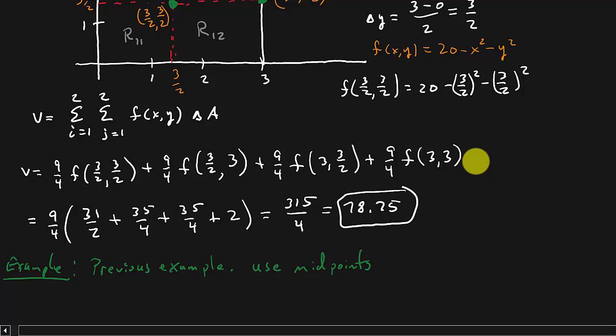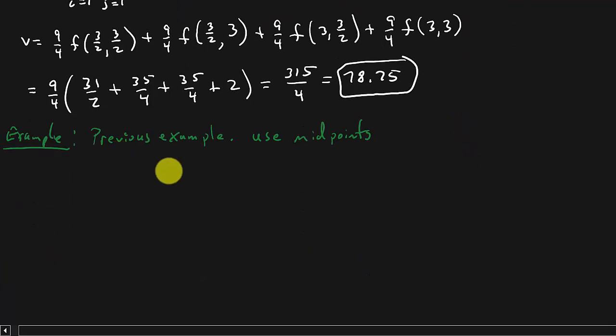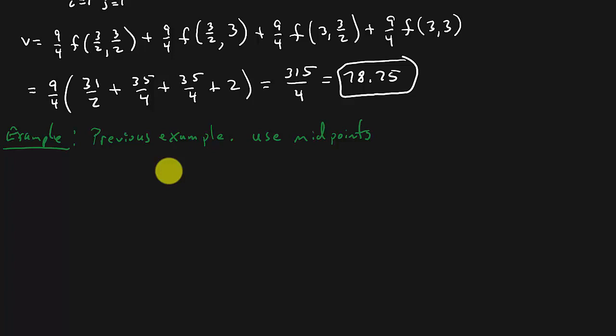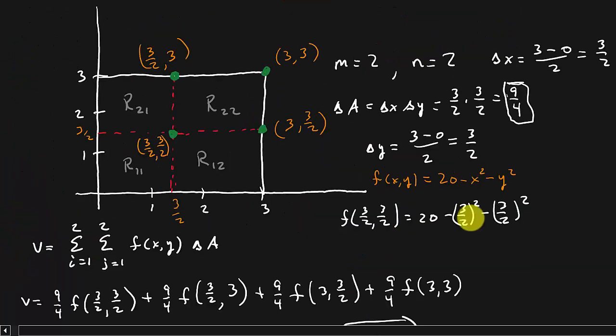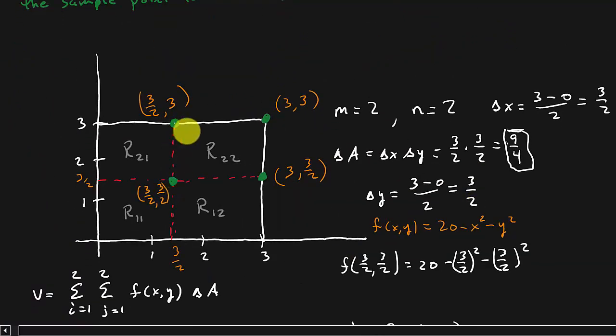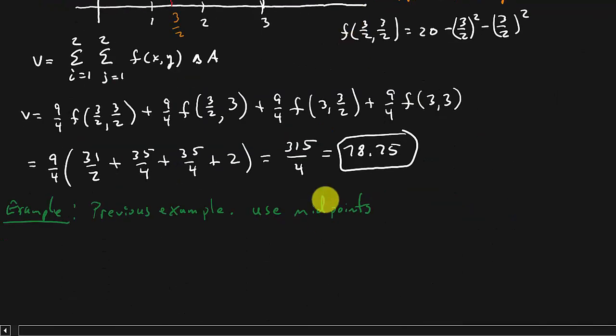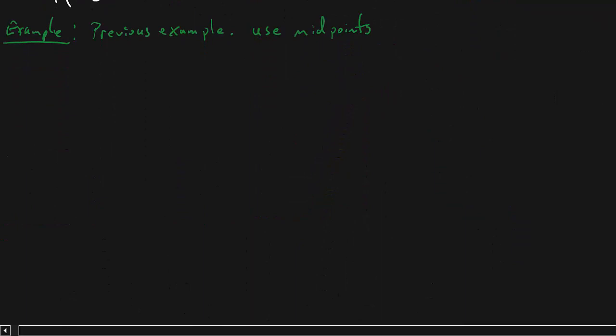All right. Now, let's look at this. We want to do the previous example, but we want to use midpoints. Previous example, but midpoints. So everything's the same, except instead of choosing upper right corners, we're going to choose the midpoints of these squares. All right, so let's draw this again.